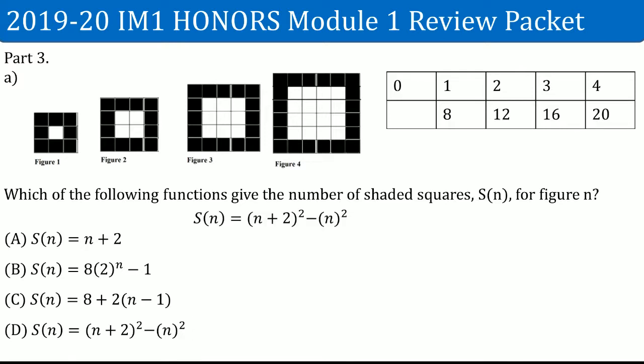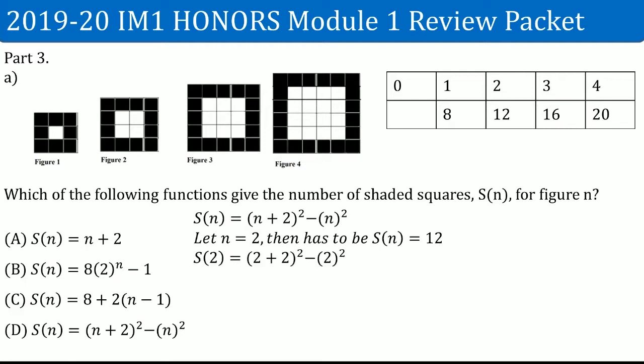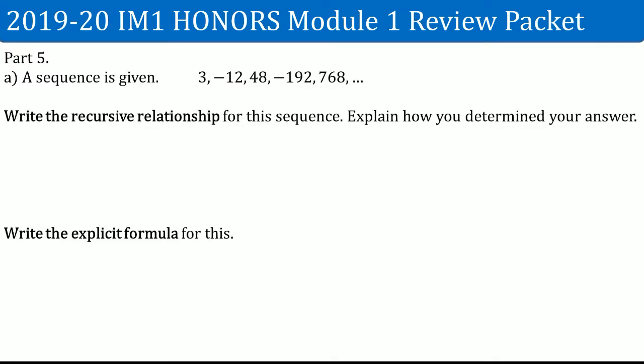Here's the original function. For n equals 2, the output has to be equal to 12. Once you plug it in, n equals 2. So 2 plus 2 is 4. 4 squared becomes 16. It's 16 minus 4. 16 minus 4 does get you 12. So we would say D does work. It worked for the output of the first term when n equals 1 and for the second term of n equals 2. So we would say D would be the correct answer. Alright, this is part 5, so I'm going to stop here.